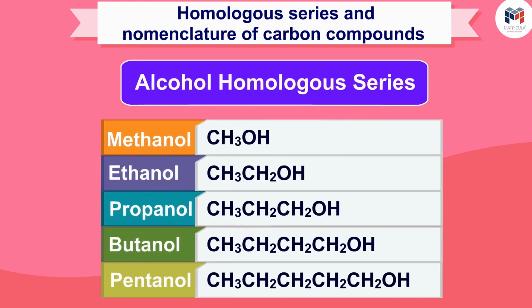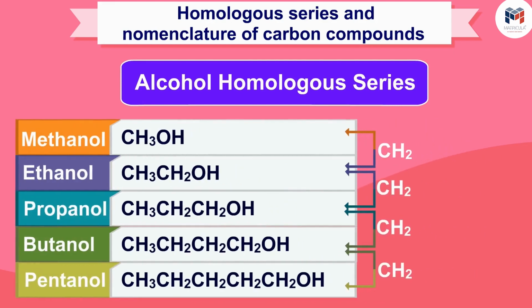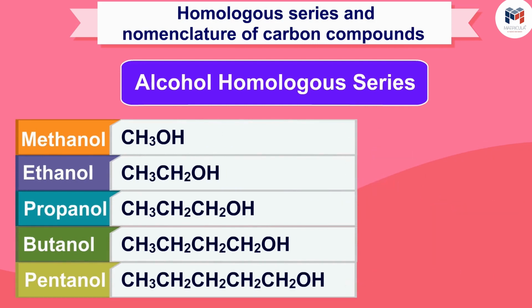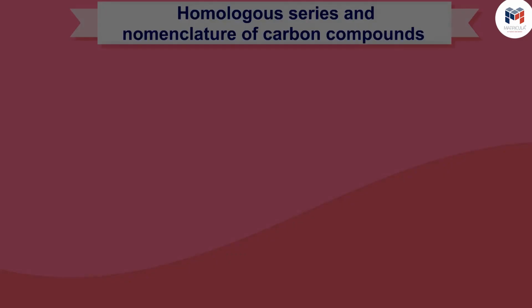You must have understood by now that this is a homologous category of alcohol, and here too CH2 has to be added to move from one unit to the next. And moving from one unit to the next unit changes the mass by 14. And because they all have the same functional group OH, they all have similar chemical properties.